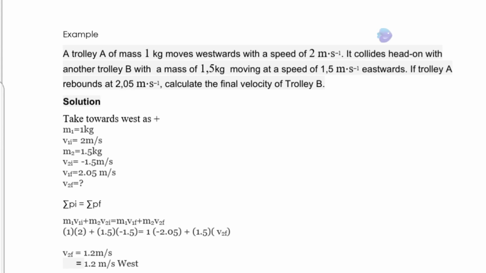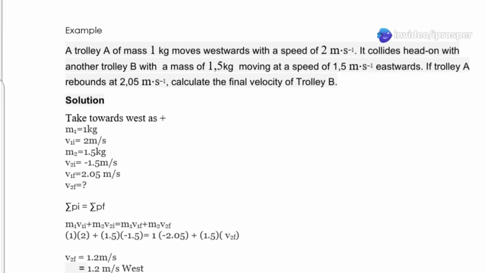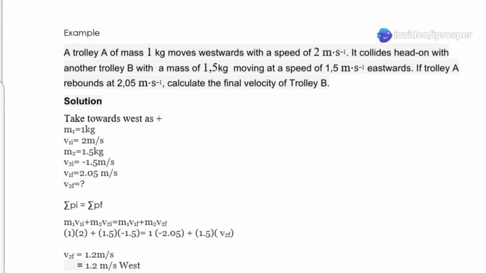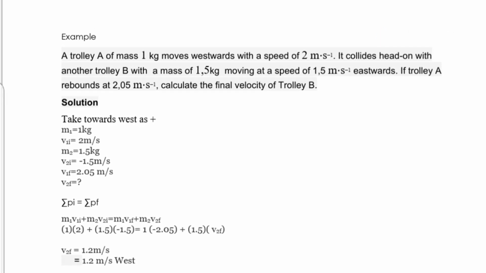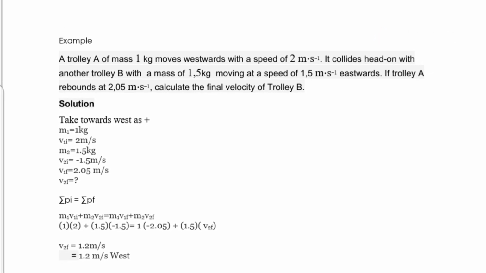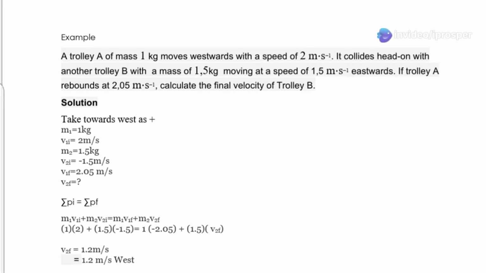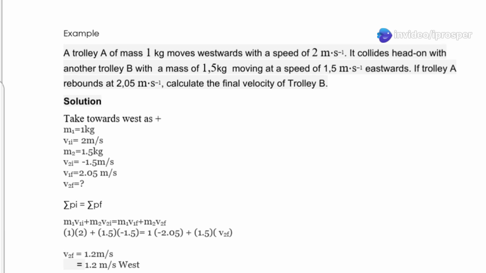Example. A trolley A of mass 1 kilogram moves westwards with a speed of 2 meters per second. It collides head-on with another trolley B with a mass of 1.5 kilograms moving at a speed of 1.5 meters per second eastwards. If trolley A rebounds at 2.05 meters per second, calculate the final velocity of trolley B.